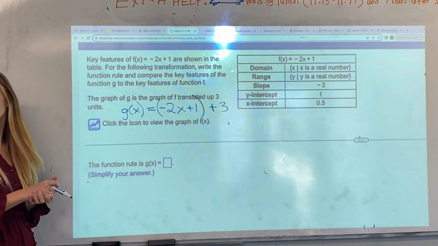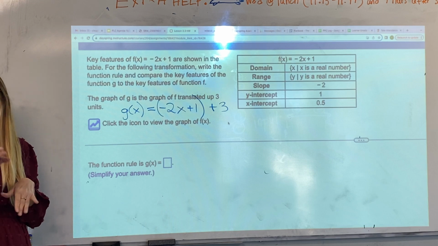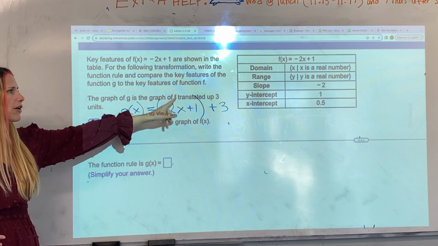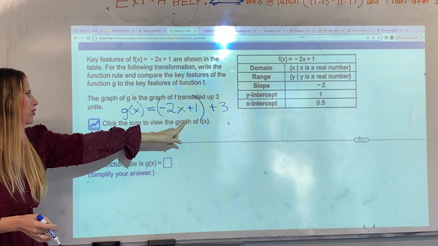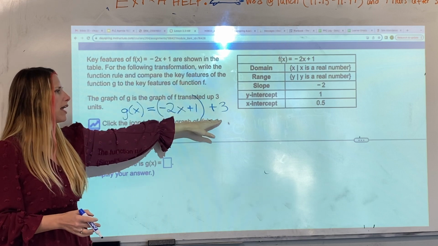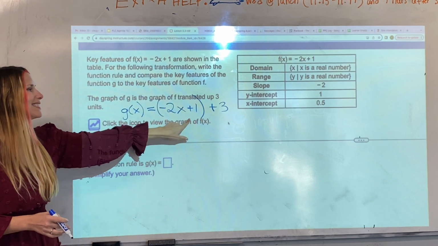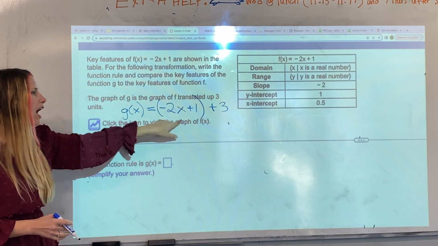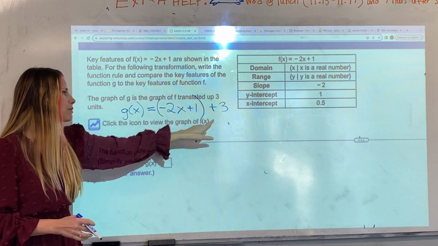That's what I meant, we're kind of going backwards. Before they were giving us the g of x, and then we had to say what's happening. Now they're saying what's happening. It's translating up by 3, and we just have to write it so that to this entire output, not the input, the entire output, 3 is being added.